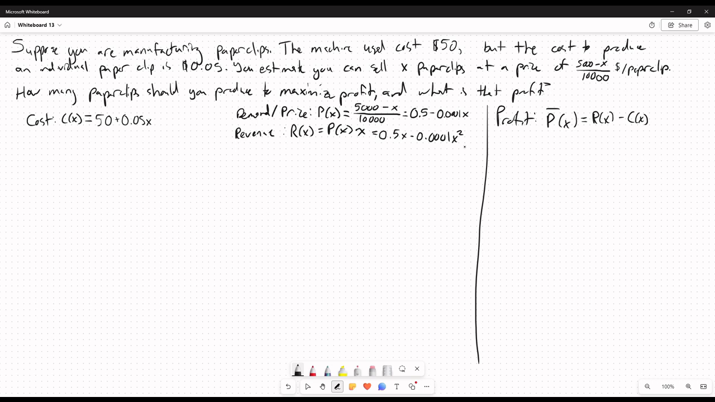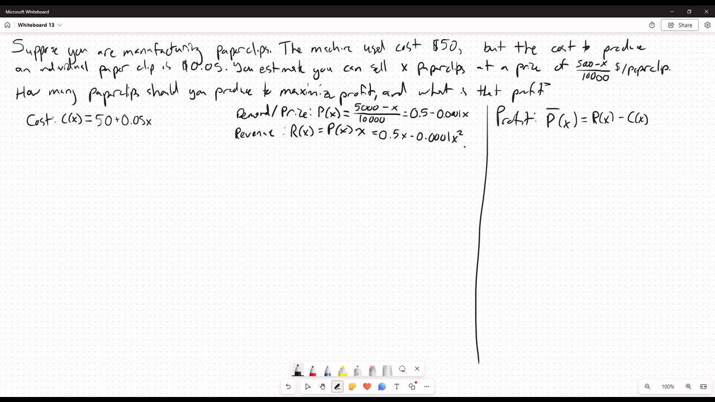My demand might be determined by market research, and what this is basically saying is, say for instance, I wanted to sell 4,000 paperclips. Well, then I would need to price them at (5,000 minus 4,000) over 10,000, or essentially 10 cents per paperclip, in order to be able to sell all of those. If instead I only wanted to sell maybe 1,000 paperclips, I could get away with just pricing them at 40 cents a paperclip instead. So there we have that. And I've gone ahead and rewritten that using decimals because that'll make our life a little easier.